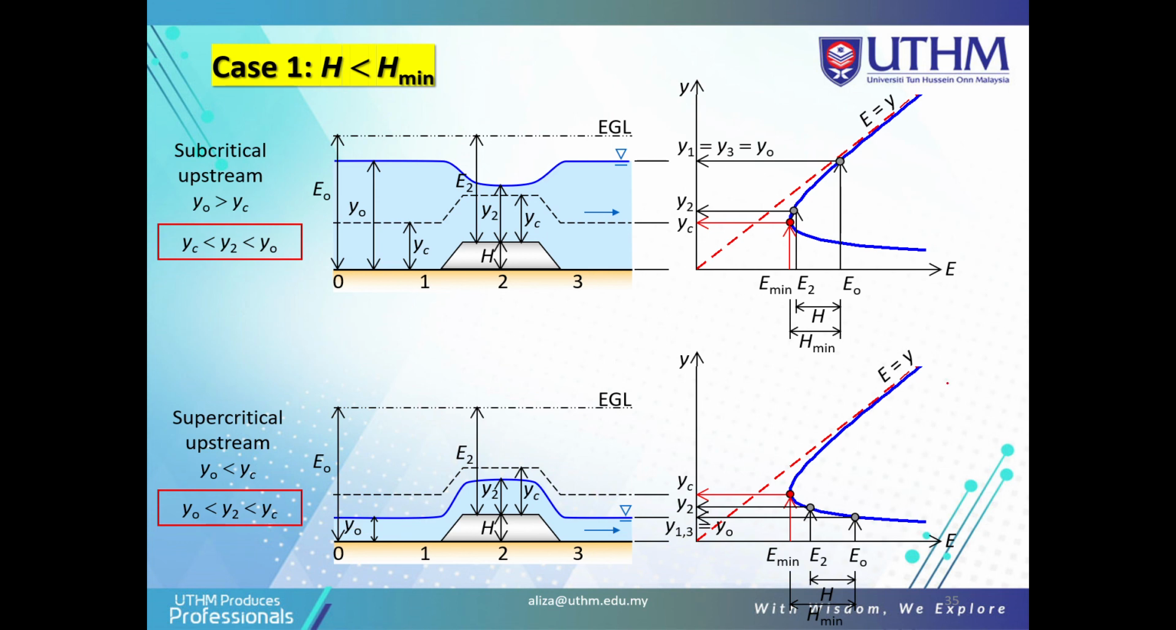So the graph is based on this one. With E minimum here, we get yc. E2 and E naught here. So we get the path here to get E minimum and H minimum and H. For the supercritical and subcritical cases, E minimum gives us yc, and E2 gives us y2, and E naught gives us y1. So y1 is equal to yc is equal to y naught. So we get this value. This is in case 1.